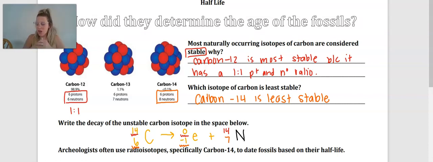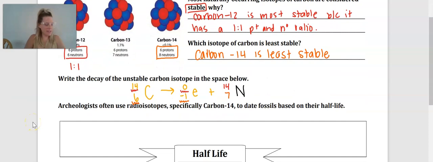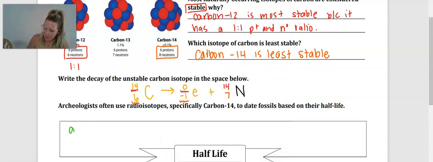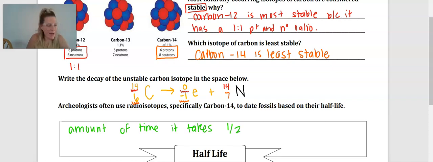So archaeologists often use those radioisotopes, and again, like I said, specifically carbon-14, to date fossils based on what's called the half-life. And so let's go ahead and take a moment and just define half-life. Half-life is the amount of time it takes 1/2 of a sample to decay.